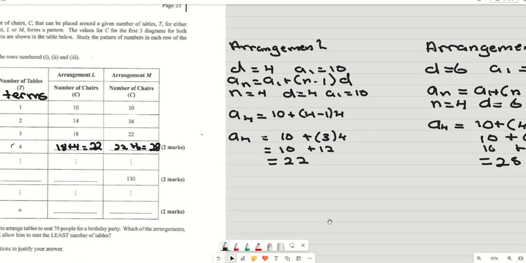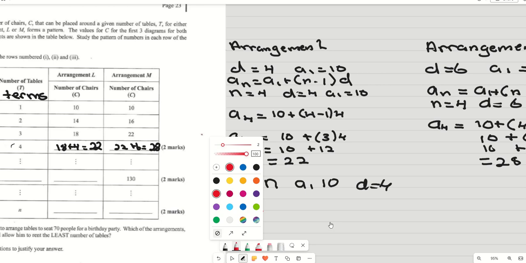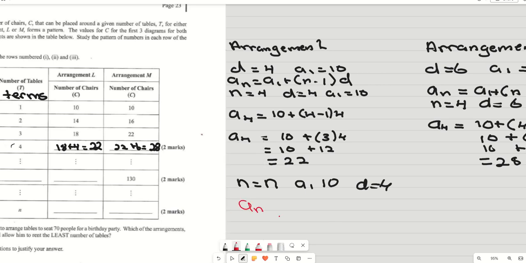We know for arrangement L, it is your n number of chairs. So it is your nth term. A1, this is arrangement L I'm talking about, is equal to 10. And your difference is equal to 4. And you're putting it in the formula. I'm going to put the formula in red. An, oh, let's put that a little bit thicker. All right.